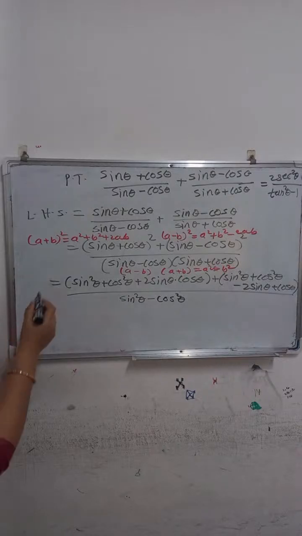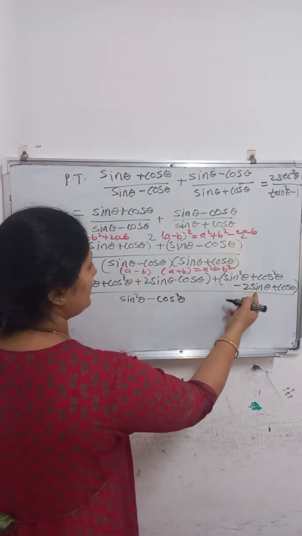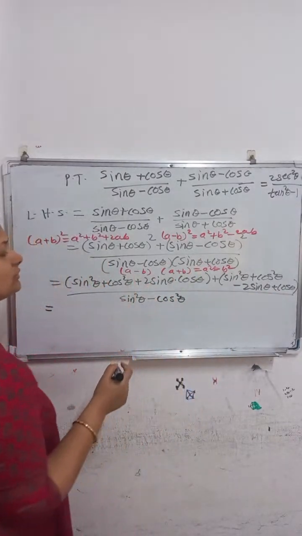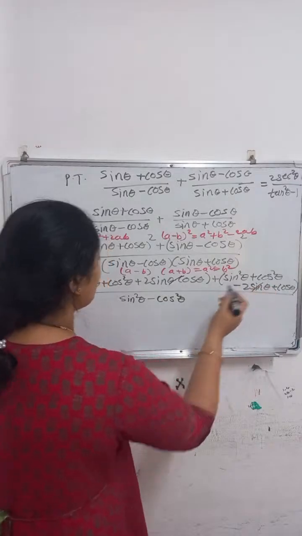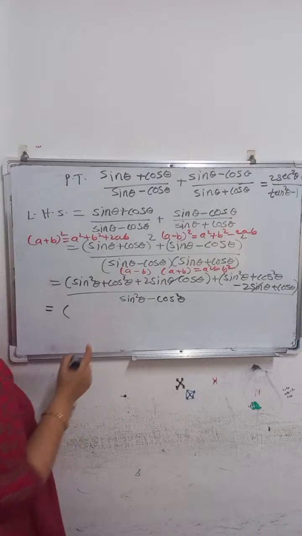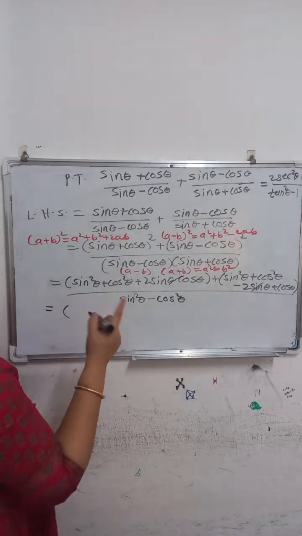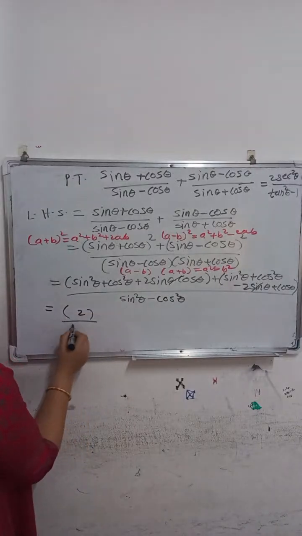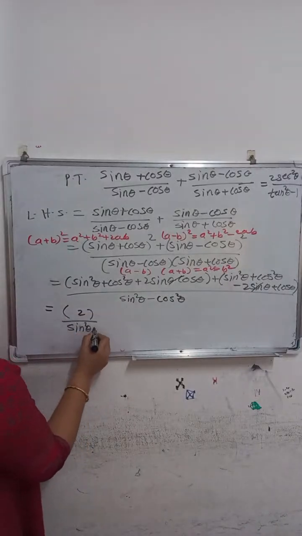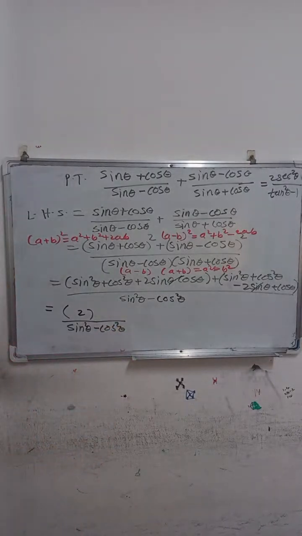Now simplify the brackets above. Here minus 2 sin theta cos theta and plus 2 sin theta cos theta get cancelled. And here sin square theta plus cos square theta is 1, and that is 1 again. 1 plus 1 is 2. So 2 divided by sin square theta minus cos square theta. Okay, now I got this simplified equation.